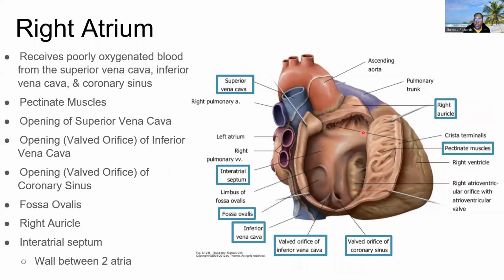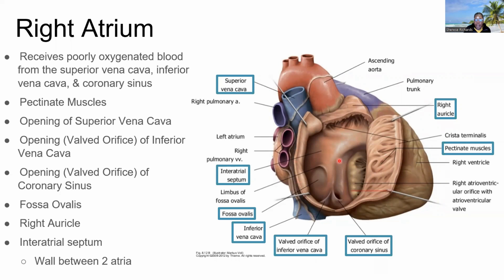All right, let's get into the actual chambers and speak about the right atrium first. So the right atrium receives poorly oxygenated blood from the superior vena cava, which is this vessel here, and the inferior vena cava. And these are bringing back deoxygenated blood from our head and neck for the superior vena cava and from our abdomen and lower extremities for the inferior vena cava. So all of that gets dumped into the right atrium.